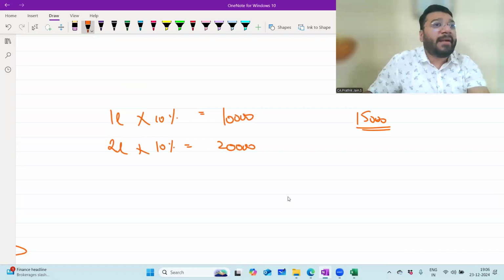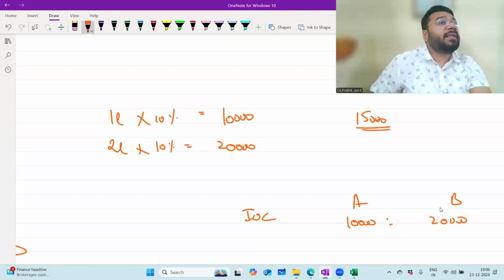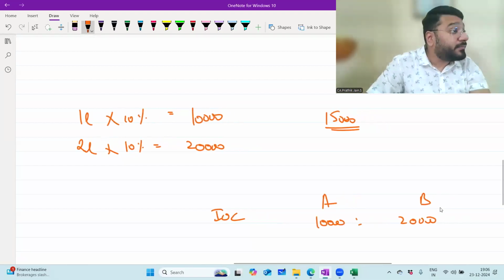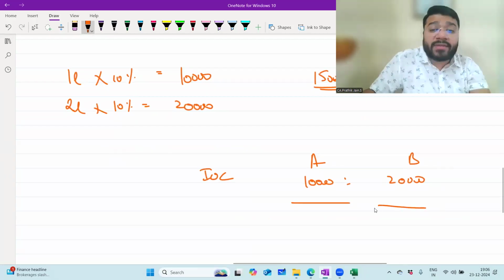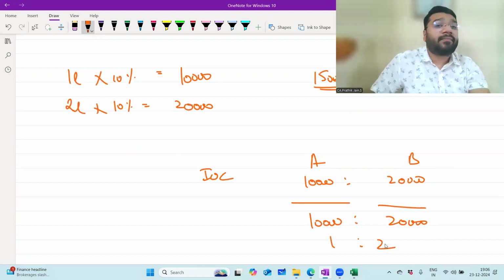Now what do you do? You prepare a tabular column. IOC for A and B, how much? 10,000 is to 20,000. Correct? Here there is no salary, no commission, nothing is there. So now, what is the ratio of appropriation? 1:2. 10,000 is to 20,000, which is nothing but 1:2.